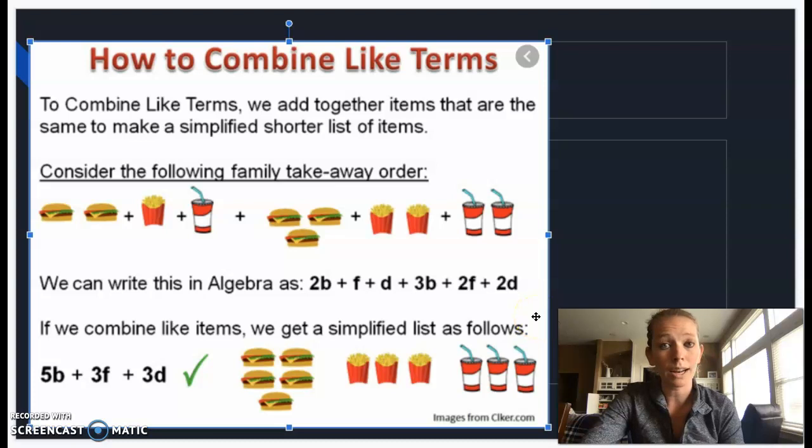And if we're going to write it as a math equation, it's going to look like this. And as you can see, they picked a letter in order to represent the cheeseburgers, the fries, the drinks, and all that. And so if we were to simplify it, it's going to look like this. So here's the 5 cheeseburgers, here's the 3 fries, and here's the 3 drinks.